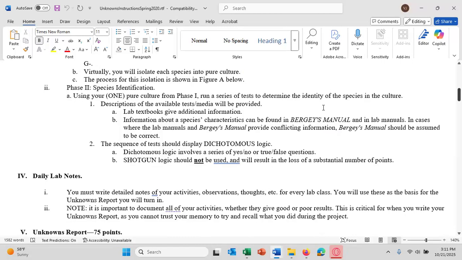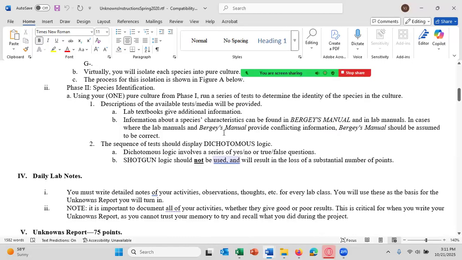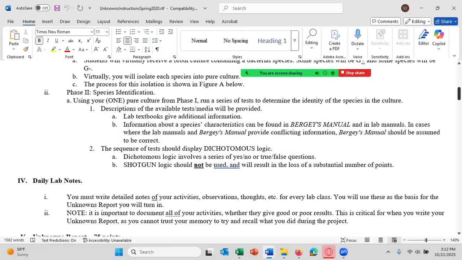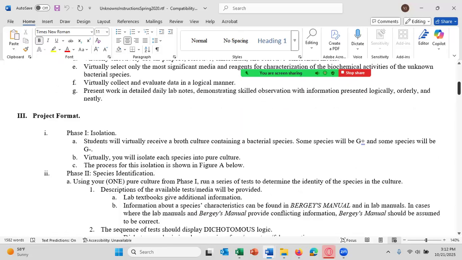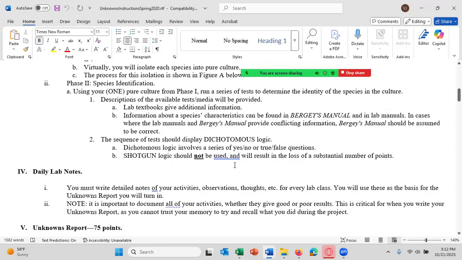And so you will be following dichotomous logic, even in the first three. Any question about any of that? So the test should be using dichotomous logic. If you don't use dichotomous logic, you will get a penalty. Shotgun logic is where you take a shotgun and you just run a whole bunch of tests at one time. You have a substantial loss of number of points if you use shotgun logic where you just request all the tests. Some students do that. They wait until the very end and then they just request a whole bunch of tests. If you do that, you're following shotgun logic and you will be getting a severe penalty for following shotgun logic.